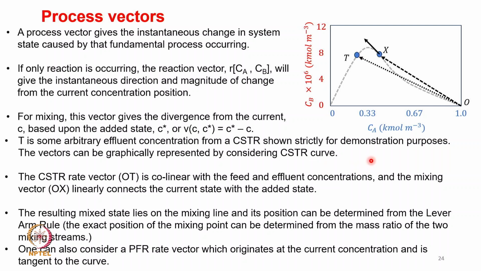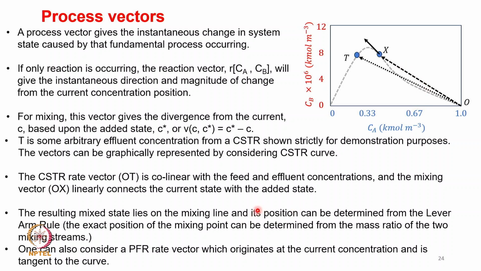And the mixing vector OX. Okay, OX is the linear connection between the current state and the added state. So this is the current state and the added state. So you can see the resulting mixed state lies in this mixing line, and you can compute it from the lever rule.